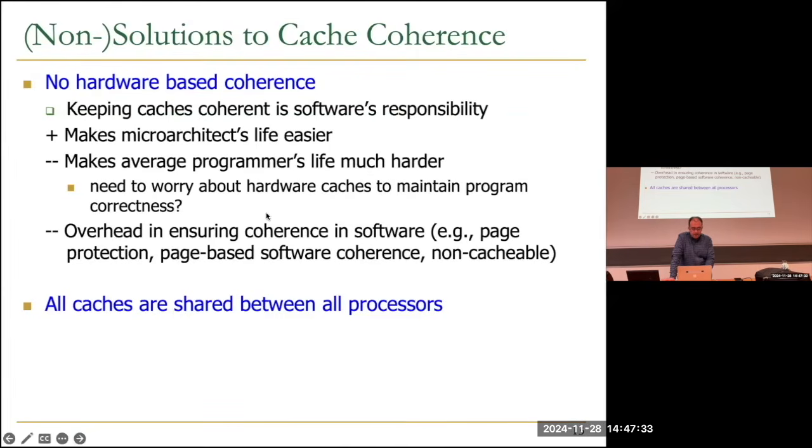Also, there are overheads in ensuring coherence in software that can actually come at the price of other overheads, like page protection, as we discussed, also page-based software coherence and non-cacheable. So these are some techniques that we discussed very briefly, but you can imagine the overheads of them.